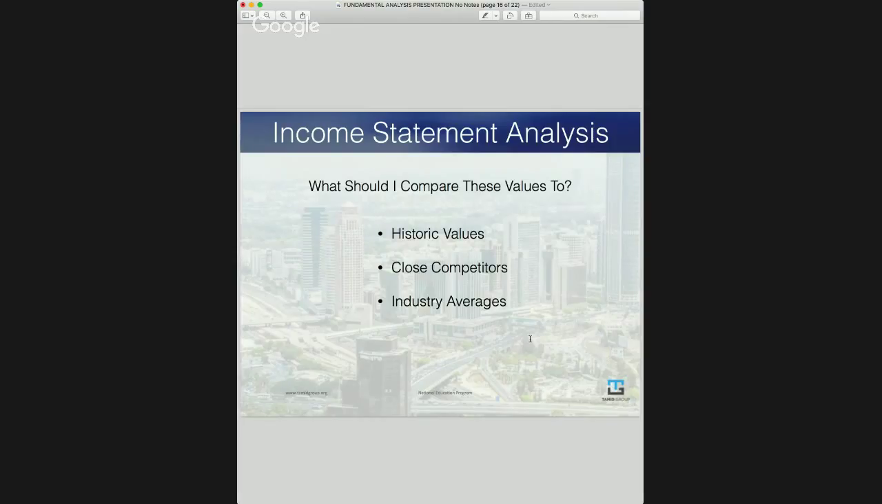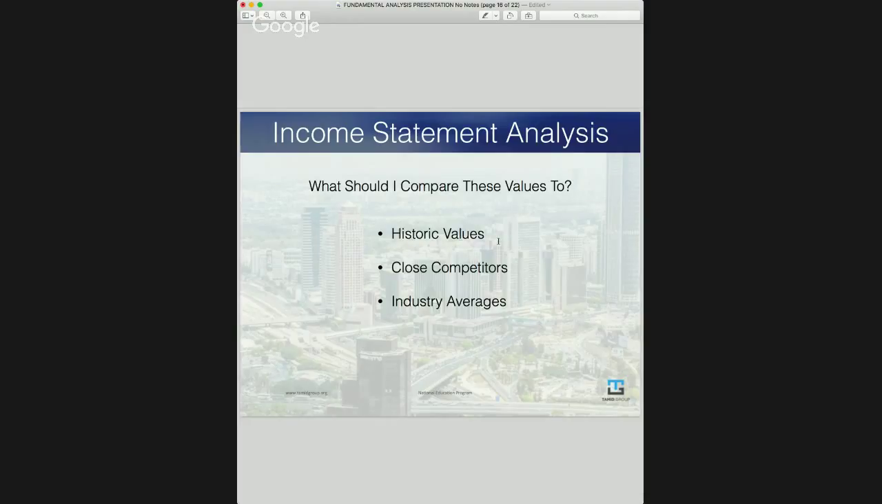Now, I've touched on these a little bit earlier, but when we get these numbers from a company, what are we comparing them to? How do we know whether they're good or bad numbers? Because there's so many different values that could be bad and so many different numbers that could be good. What we're going to want to compare them to is the historic values. We're going to want to compare them to close competitors, and we're going to want to compare them to the industry averages.